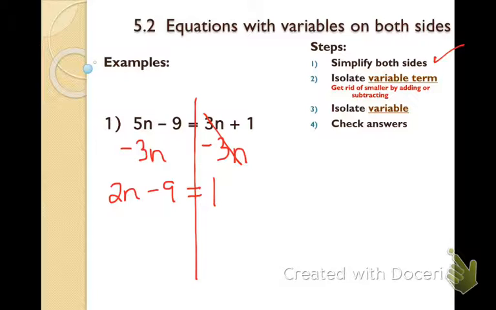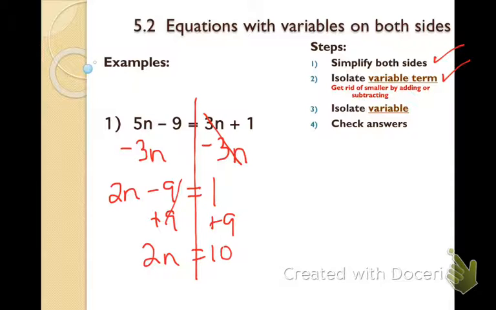Now, I'm still not done with that second step. I still haven't isolated the variable term. I need to add 9 to both sides. So now I have 2n equals 10. So step 2, done. The variable term is all by itself.